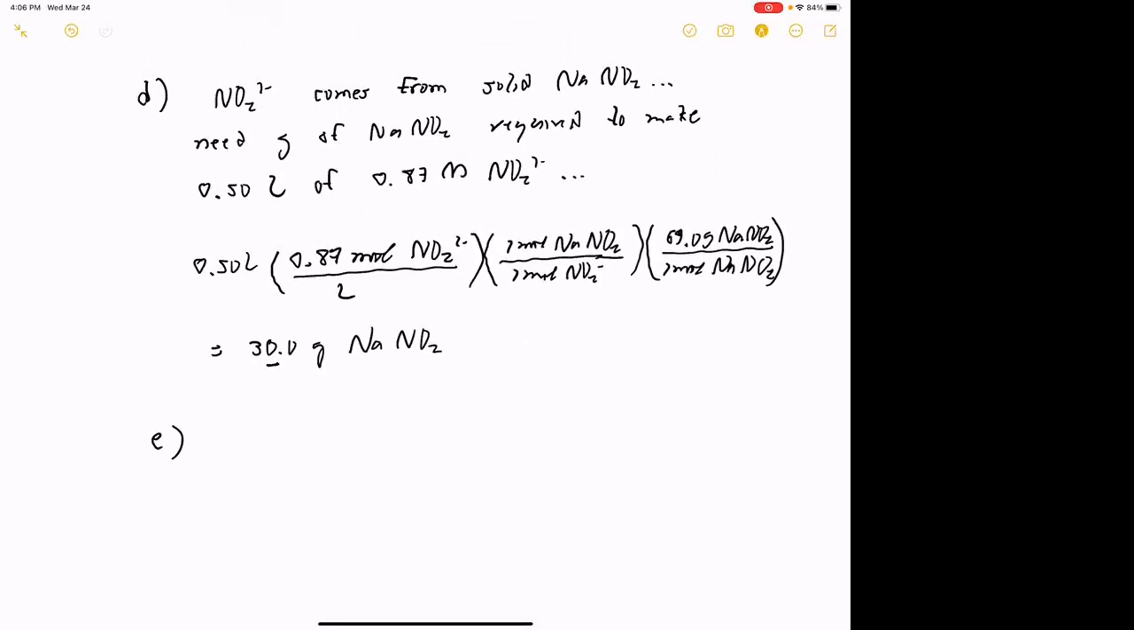All right, so the next thing, how about the HNO2? Well, as I mentioned, that's an aqueous solution as it's prepared. So we're going to say that it comes as a stock solution at 10 molar concentration.